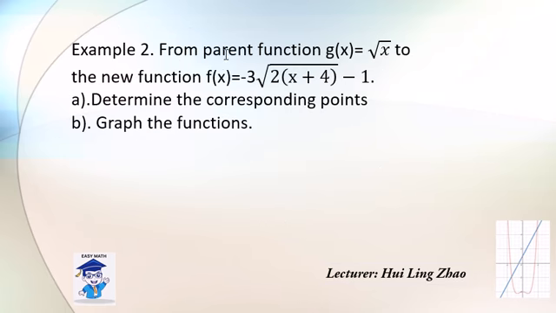Example 2. From the parent function g(x) equals the square root of x to the new function f(x) equals negative 3 times the square root of 2(x plus 4) minus 1, the same function as in example 1. And hold on, question A, determine the corresponding points. B, graph the function.